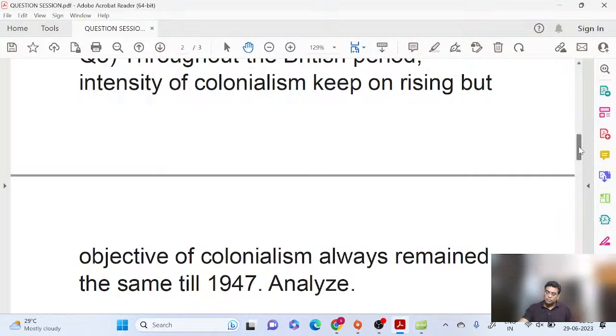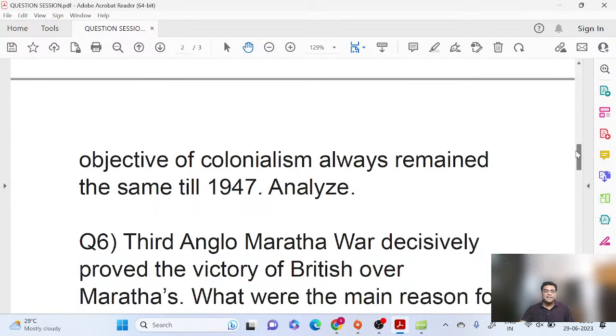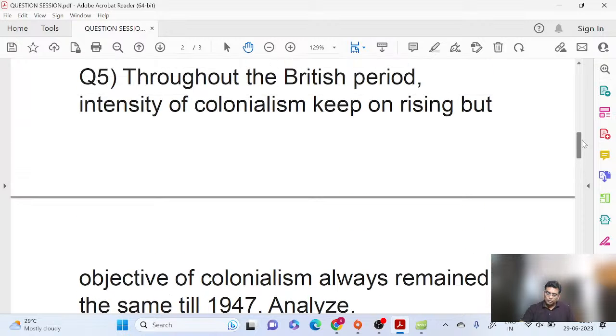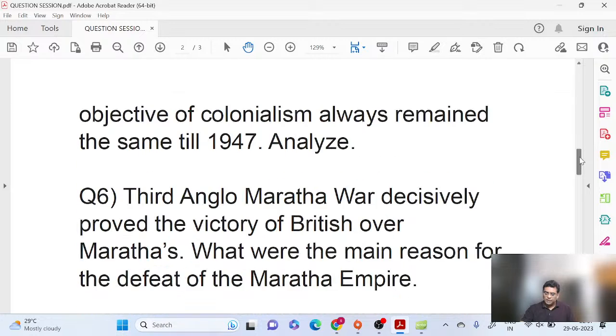Look at the question: throughout the British period, the intensity of colonialism kept on rising, but the objective of colonialism always remained the same. Whatever the British did in India was to exploit India, just for the benefit of England. I told you that the beauty of London was actually the bones and blood of our peasants and the cotton weavers. So this is how you can tackle this question. It is a very nice question.